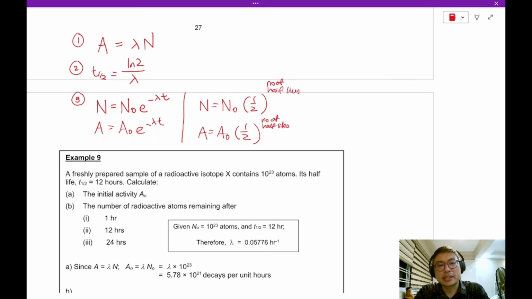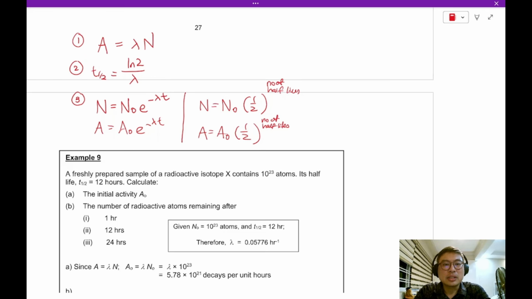Before we go through the example, I would like to recap some very important equations for radioactivity that you can see now on the screen. The first equation is A equals lambda N. Activity is equal to the decay constant multiplied by the number of remaining nuclei. The second equation is that the half-life is ln 2 divided by lambda. In this case, lambda is the decay constant.